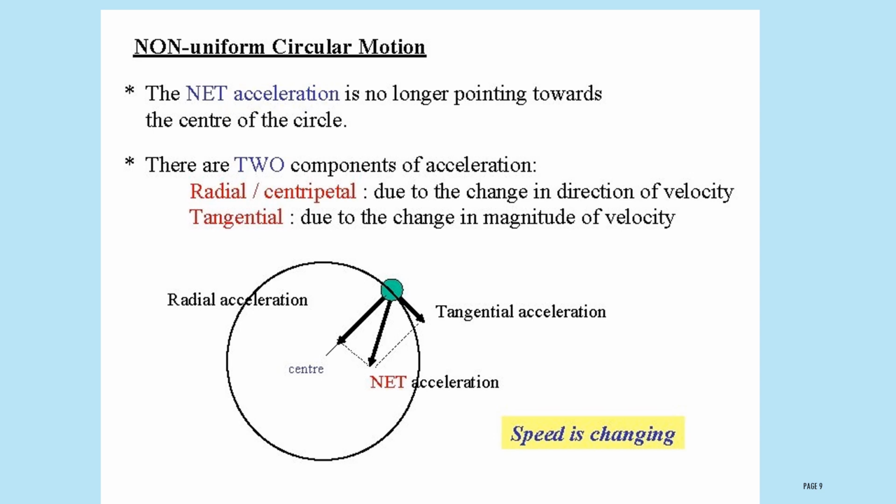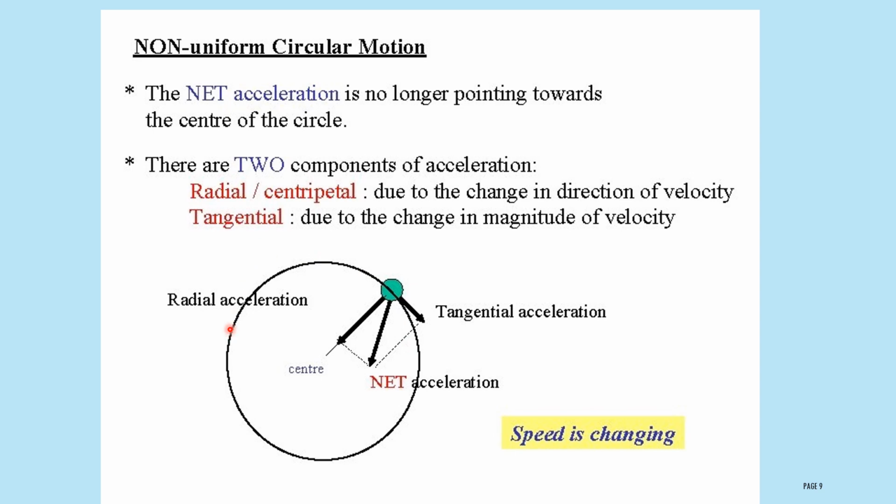Let us consider non-uniform circular motion. In this case, the object is moving in a circular path, but every time it changes its direction of velocity, and also the magnitude of velocity, even the acceleration. Everything changes when it is moving along a circular path.